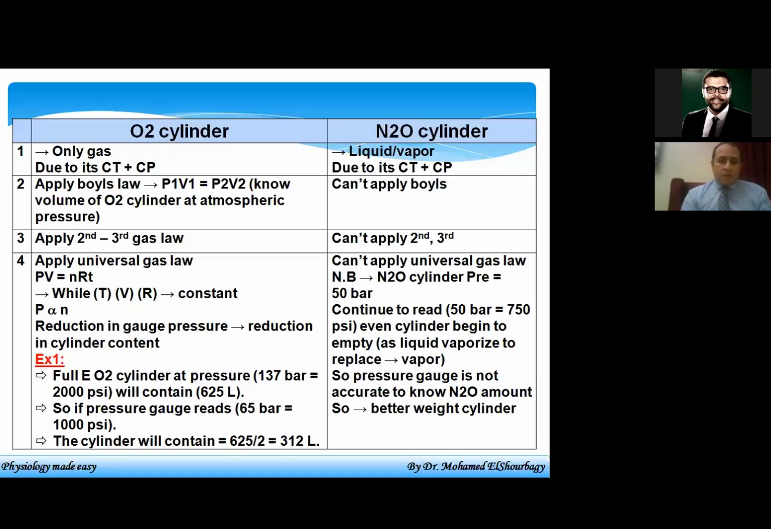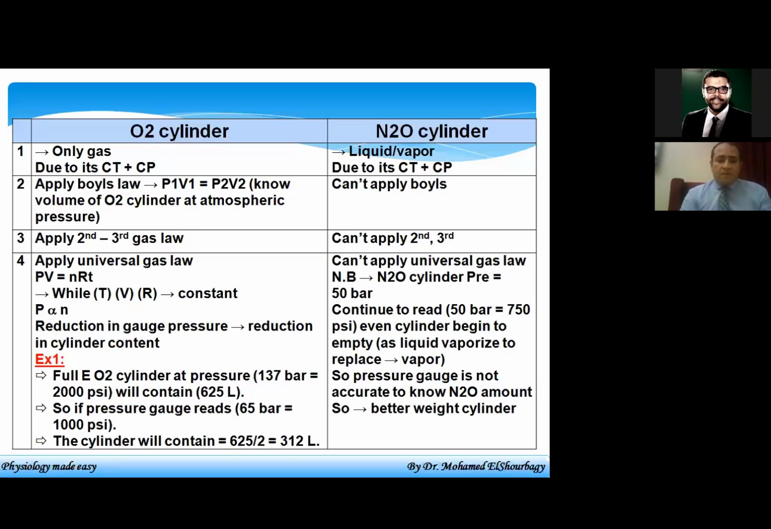Then we apply Boyle's law, P1V1 equals P2V2, to the volume of the oxygen cylinder at high pressure. We cannot apply the law to the nitrous cylinder. We can apply the second and third gas laws to oxygen, but cannot apply them to nitrous. Then we apply the universal gas law, PV equals nRT, while T and V are constant, so P is proportional to n. So a reduction in gas pressure in the oxygen cylinder means a reduction in cylinder content.